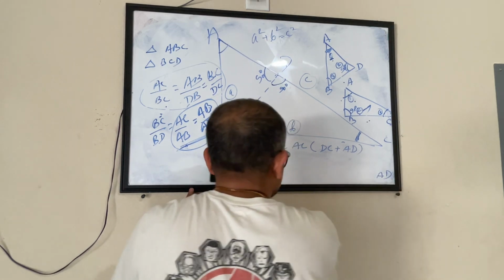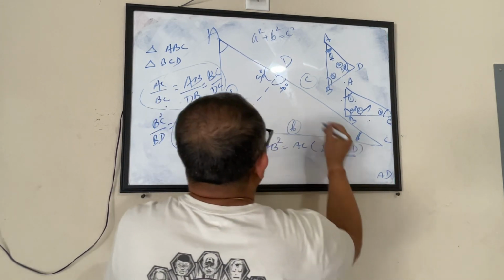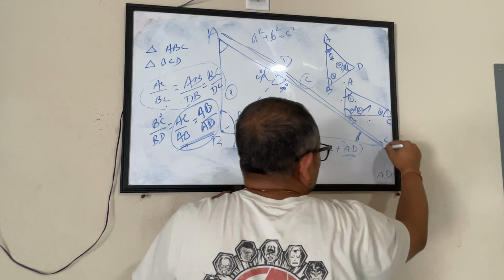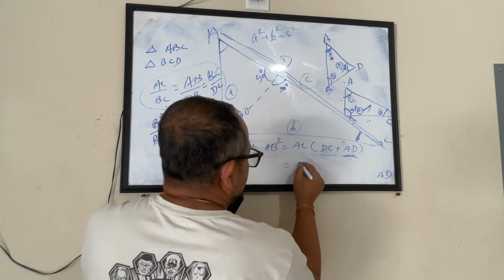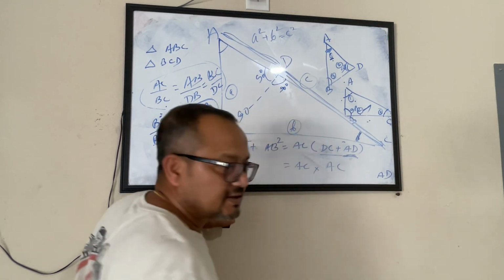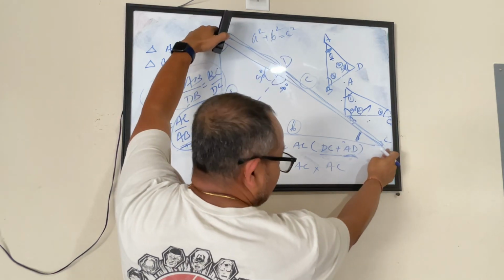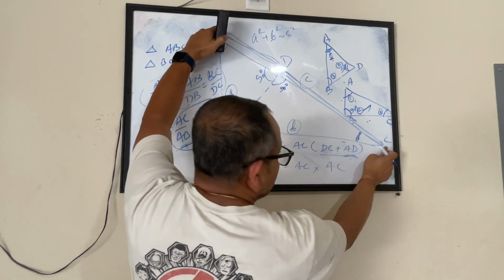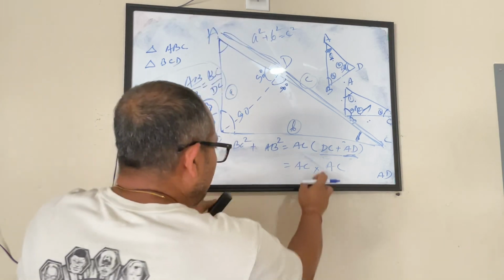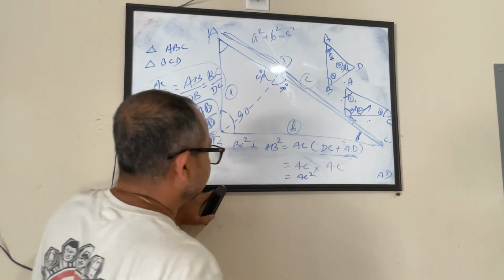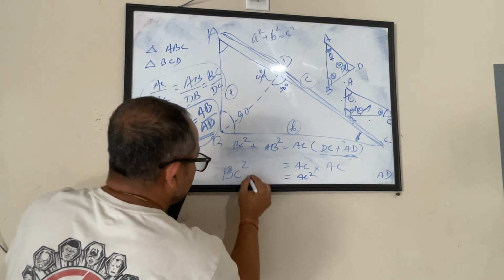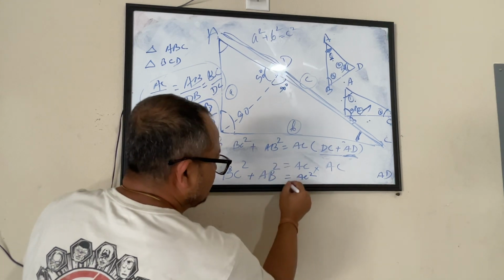Now you look at this carefully. AD plus BC. How much is that? AC into AD plus BC. AD plus BC is how much? AC, right? AD plus BC is AC. Yes, sir. That means I can say this as AC squared. So my equation became BC squared plus AD squared equal to AC squared.